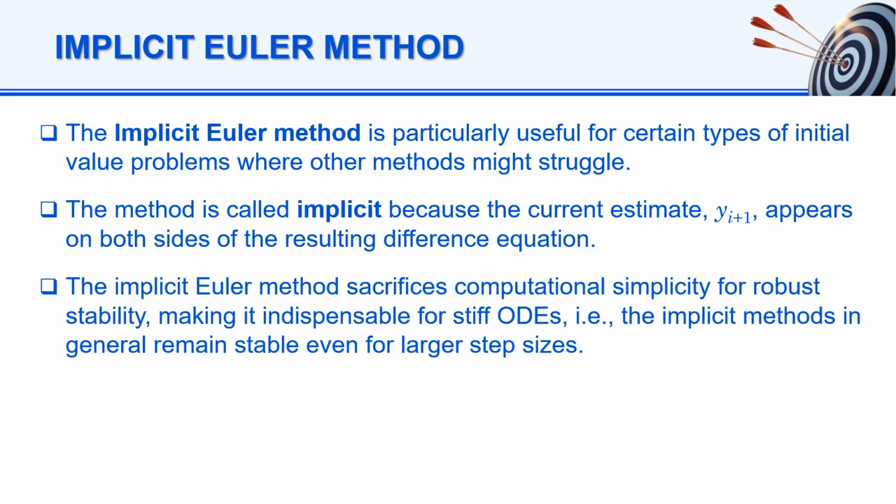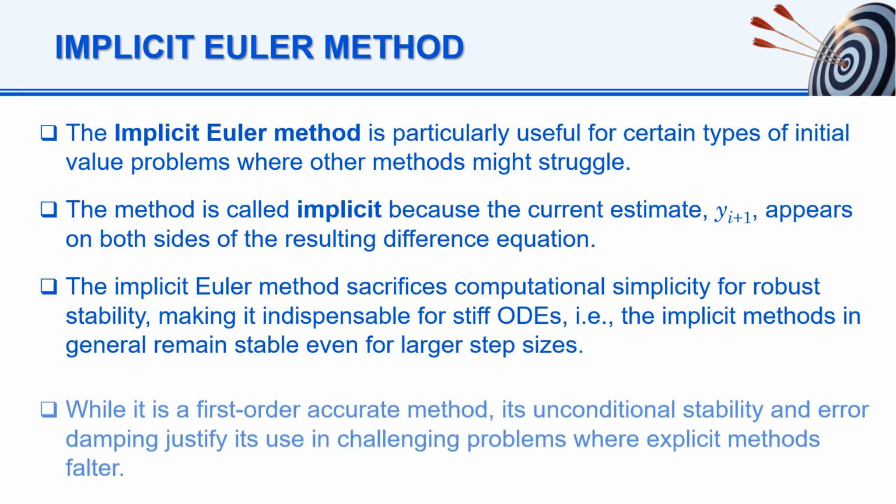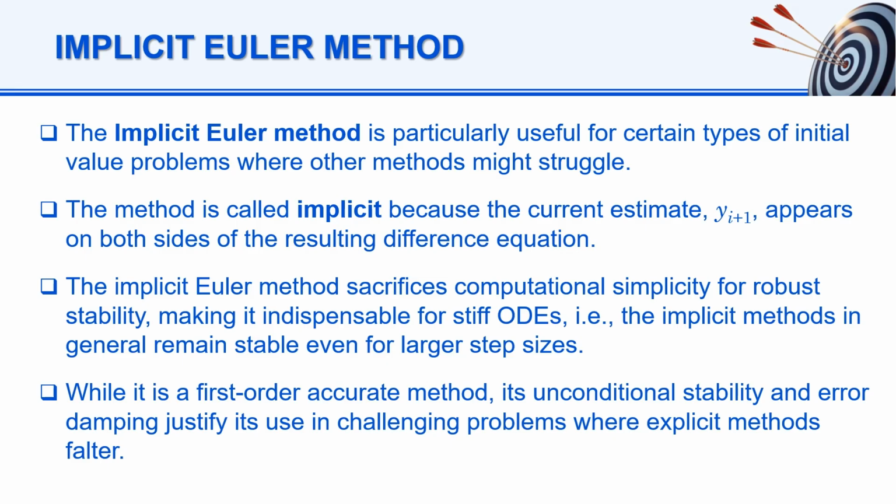The implicit Euler method sacrifices computational simplicity for robust stability, making it indispensable for stiff ordinary differential equations, i.e., the implicit methods in general remain stable even for larger step sizes. While it is a first-order accurate method, its unconditional stability and error damping justify its use in challenging problems where explicit methods falter.